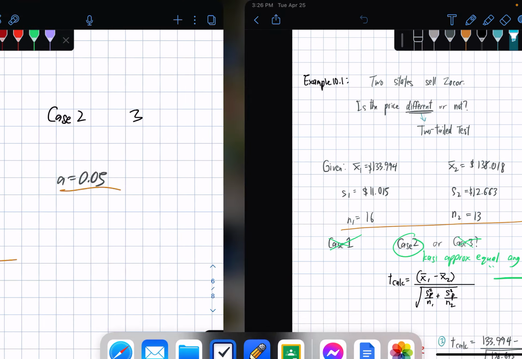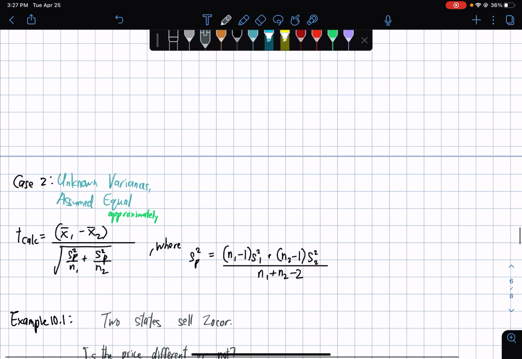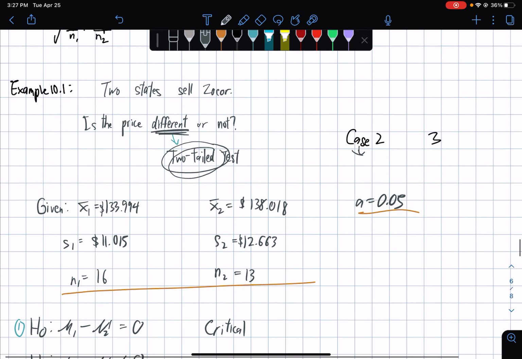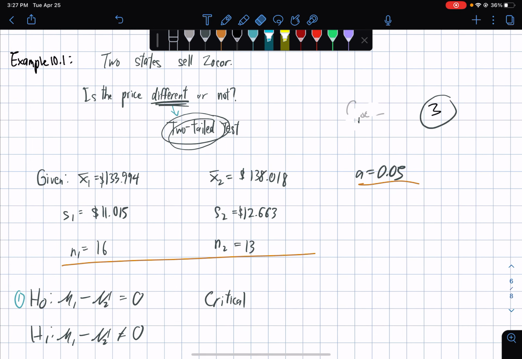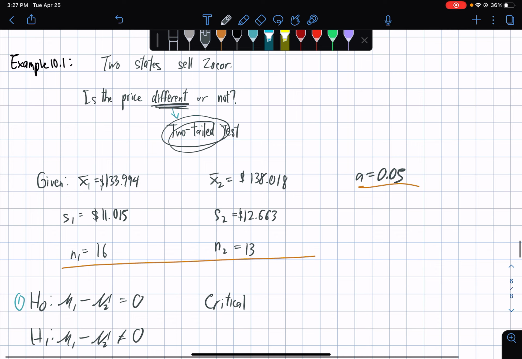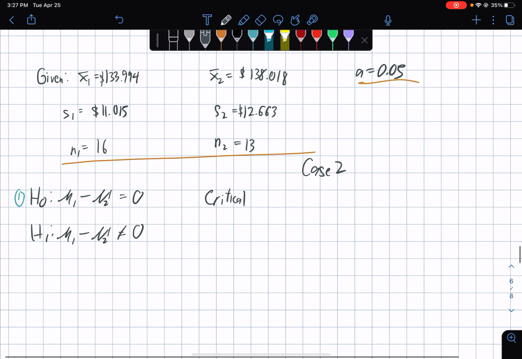I said this in the previous video, I'll say it again. For case 2, we assume that variances are equal. Ito sinabi dito: unknown variances assumed equal. Kapag case 3, assumed unequal. I'm willing to bet that sinasabi dyan in your ebook, assume equal variances. If you see that phrase, then this is case 2, which is true. It's case 2 nga.